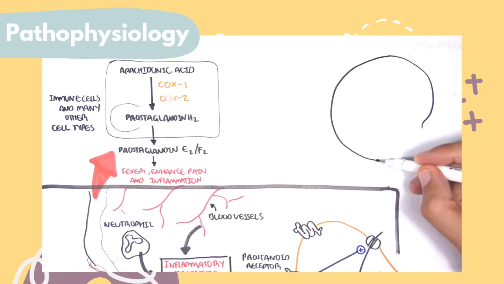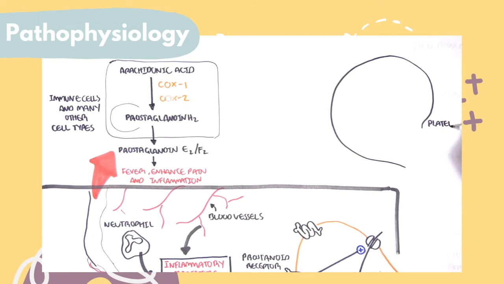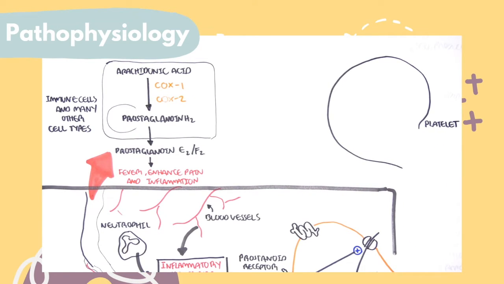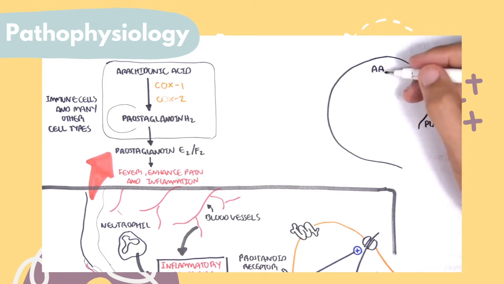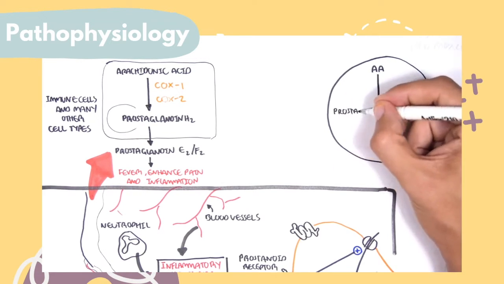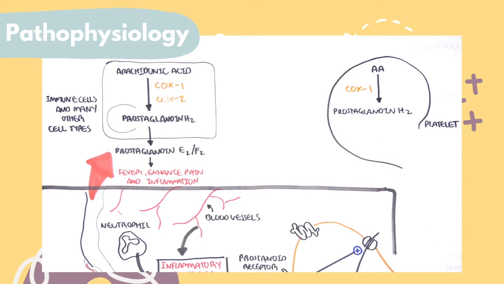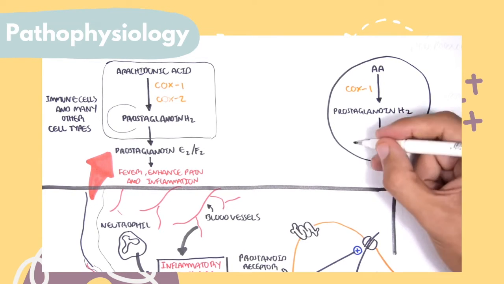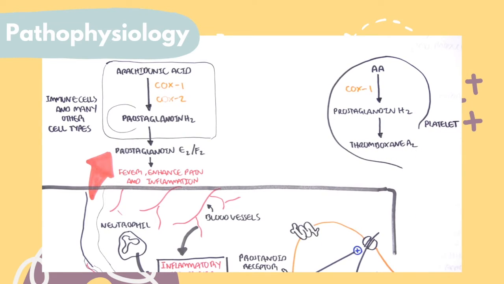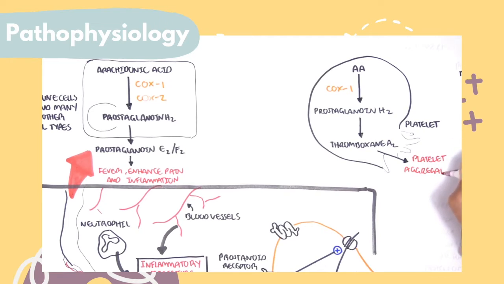For example, let's take a look at platelets. When we cut ourselves, we need to stop bleeding. Platelets help with this. What happens here is that COX-1 converts arachidonic acid to prostaglandin H2. Prostaglandin H2, as we have just learned earlier, can then be converted to prostaglandin E2 and F2. However, in platelets, something different happens. Prostaglandin H2 is actually converted to thromboxane A2. Thromboxane A2 is a chemical causing platelet aggregation to help stop bleeding.